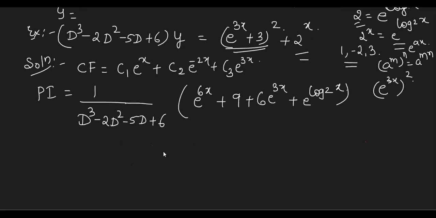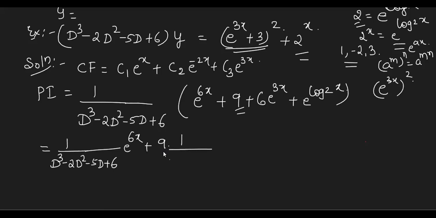Okay, now how many terms are there? There are 4 terms. So you should split this PI into 4 terms: 1 upon D cube minus 2D square minus 5D plus 6 operating on each. The first function is e raised to 6x. The second one is 9. How to write for 9? 9 into e raised to 0x. Take it as e raised to 0x. Okay, now in 6 e raised to 3x, you can take 6 out.